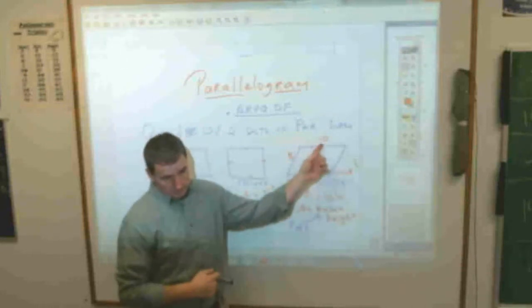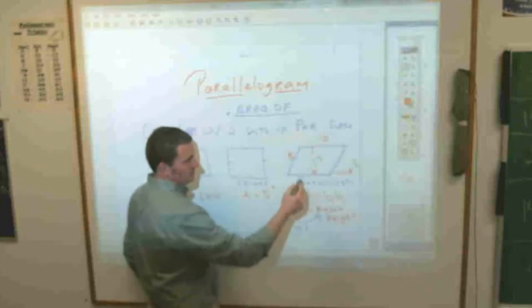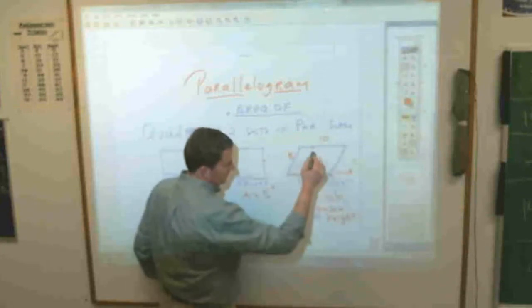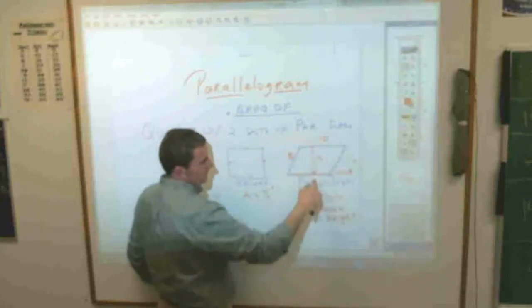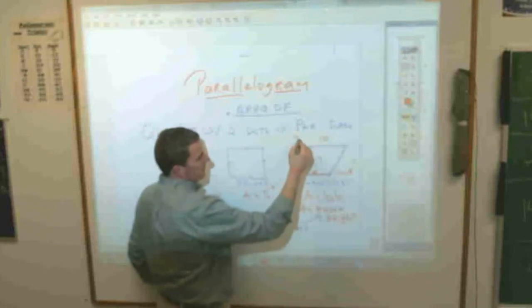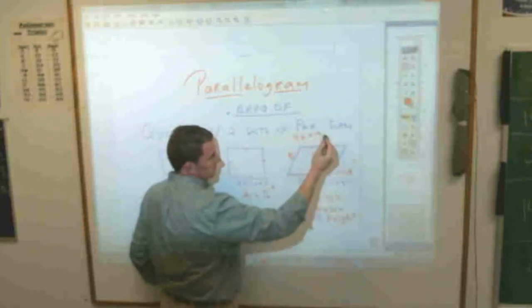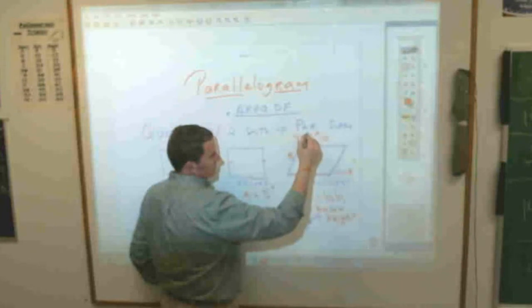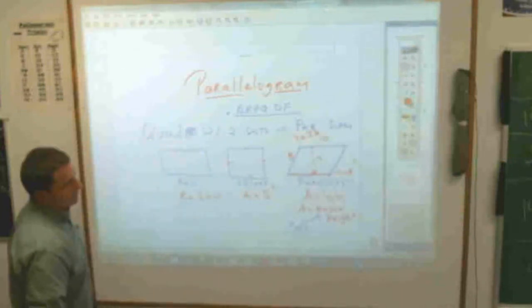Okay, so the area of this parallelogram is, Maggie? 70, because the base is this, which is 10, and the height is that, which is 7. The two lines are at right angles. So 70 is the area, square units, whatever it is. Inches squared, centimeters squared, whatever squared.